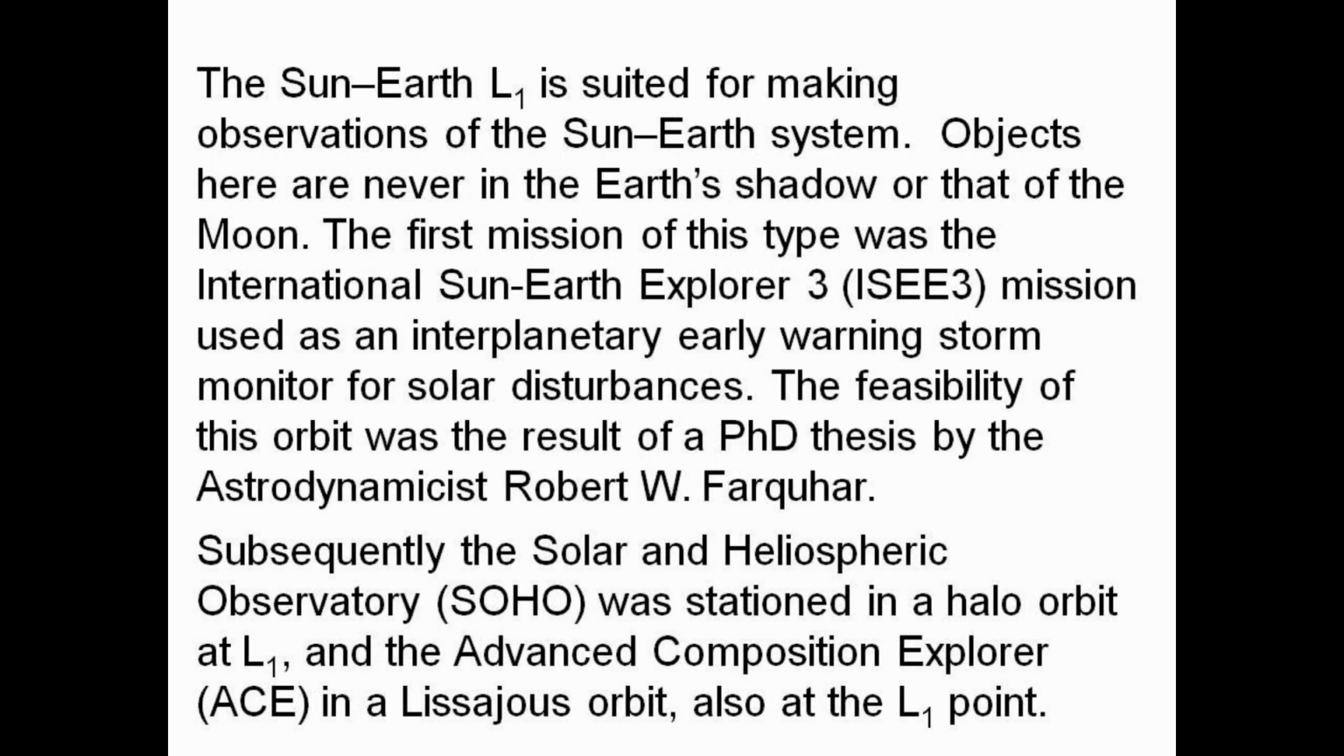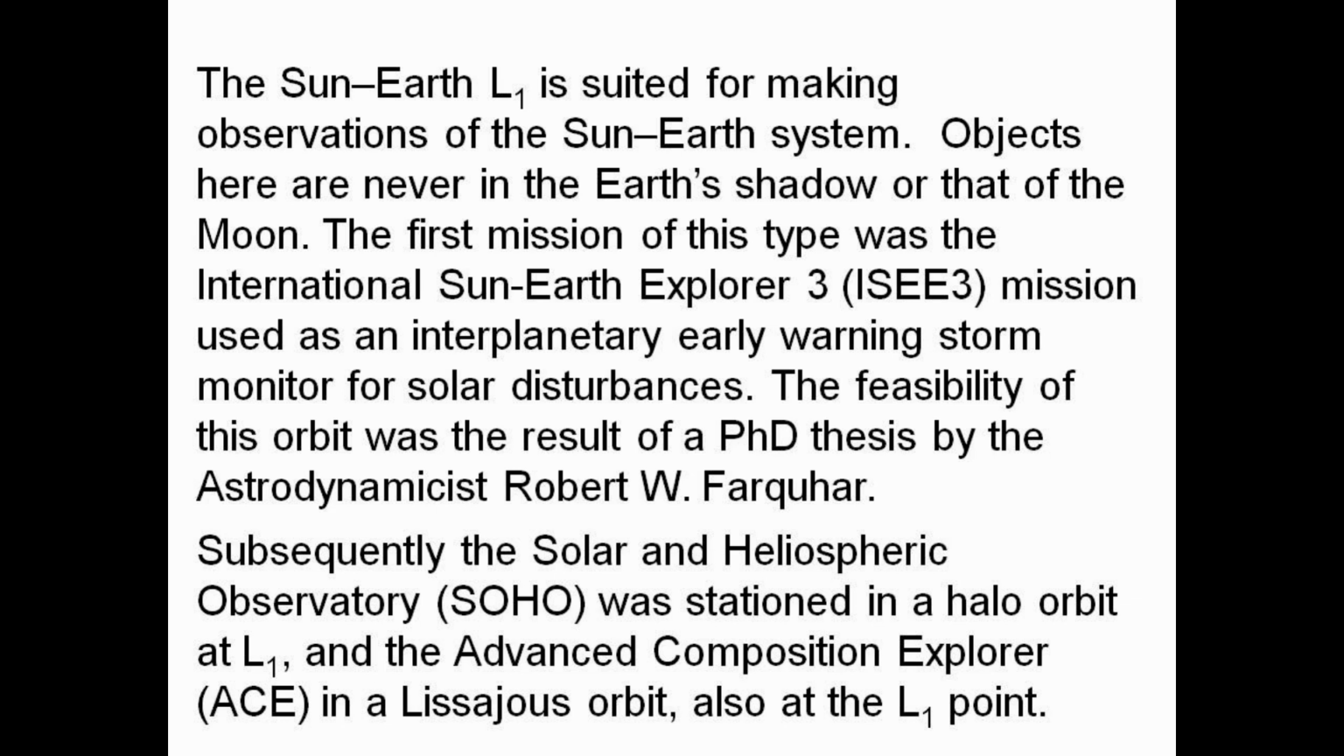Okay, here are some uses of the different Lagrangian points. The L1 point is a good spot for making observations of the Sun-Earth system, because whatever satellite you put there is never in the Earth's shadow or the Moon's shadow, because it's outside the orbit of the Moon and on the Sun side of that. So it's always in direct sunlight, and it's always got a clear shot of the Earth. And here's one satellite mission that was used to do just that.